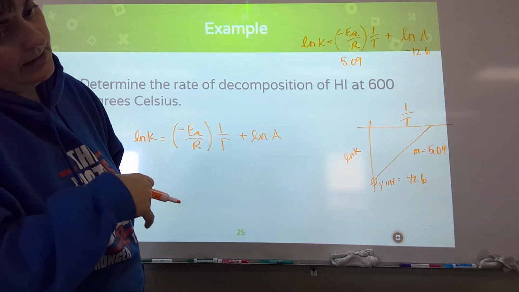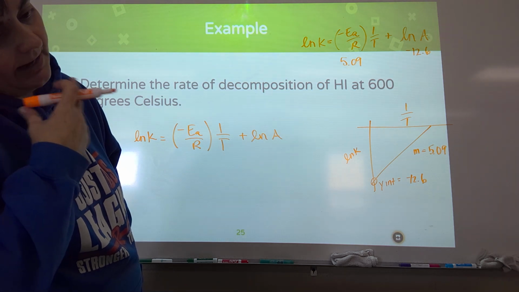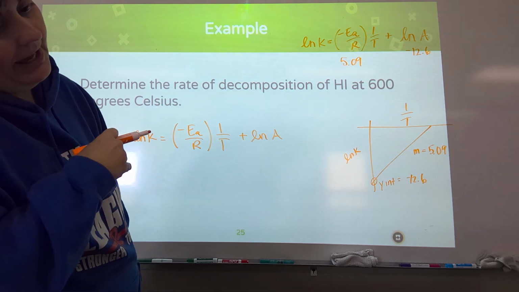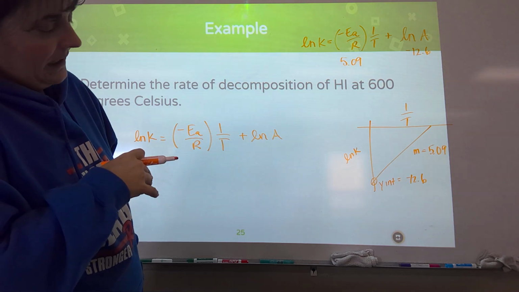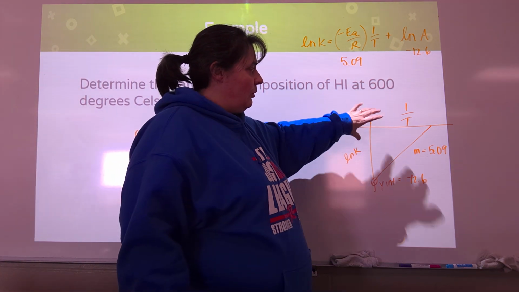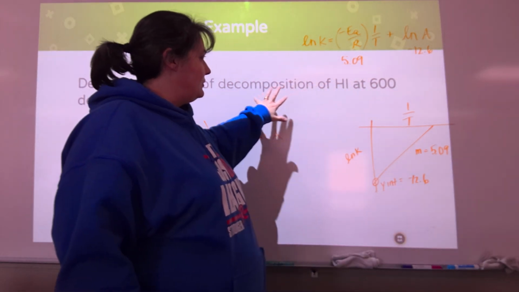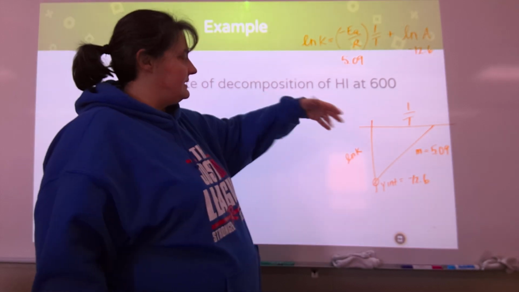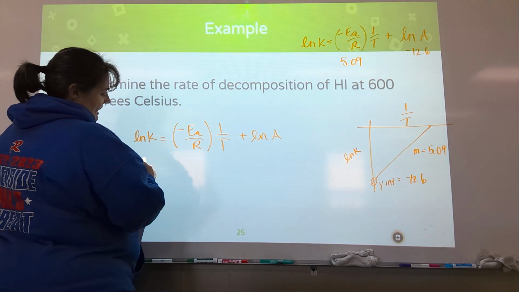We can find our rate constant. So I'm going to ask you to pause the video and see if you can solve for K. And I'm going to go ahead and plug this information into my equation now. We graphically determined from experimental data what our slope and our y-intercept were, so that we can now do this problem where we're trying to find the rate of decomposition at 600 degrees Celsius. I'm looking for K.